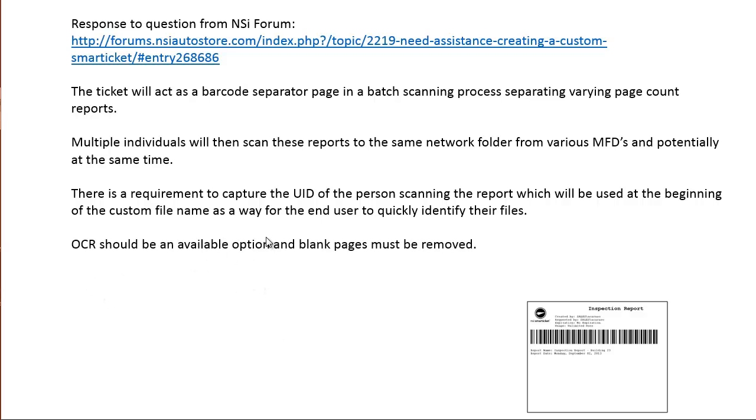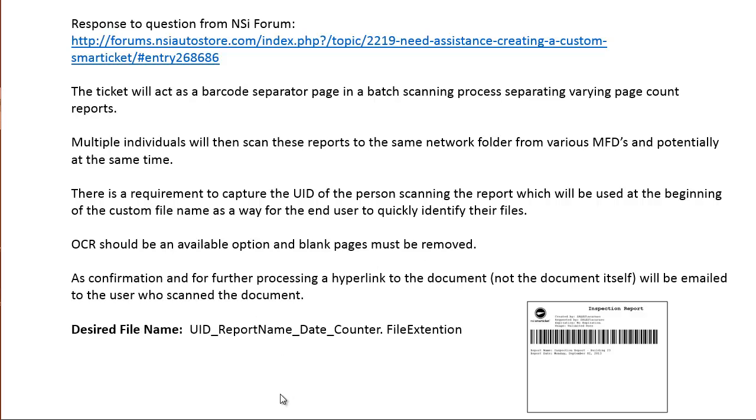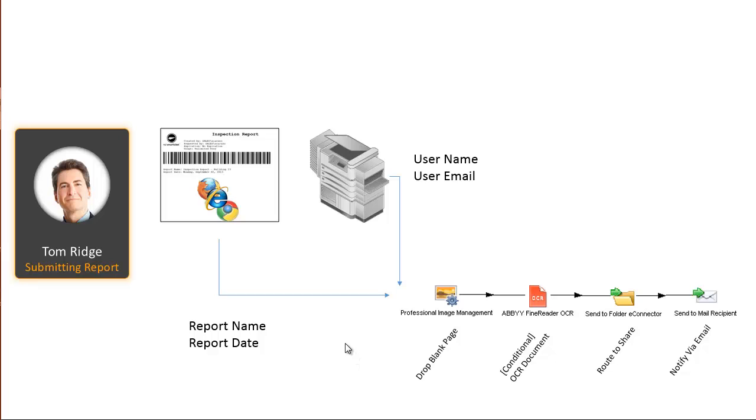OCR should be an available option, so optional OCR, and blank page is removed. As confirmation and further processing, a hyperlink to the document, not the document itself, will be emailed to the user who scanned the document. So the file name that's desired is user ID underscore report name, which I'm assuming is on the ticket, so it's in the barcode itself. The date of the report, I'm assuming, is in the barcode itself, and a file counter. So the person who scanned, and then information off of the barcode, and then a file counter and the file extension. So I created this quick workflow diagram.